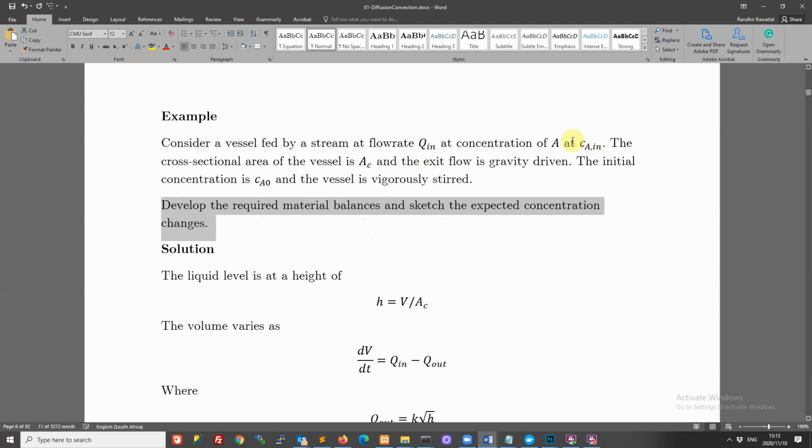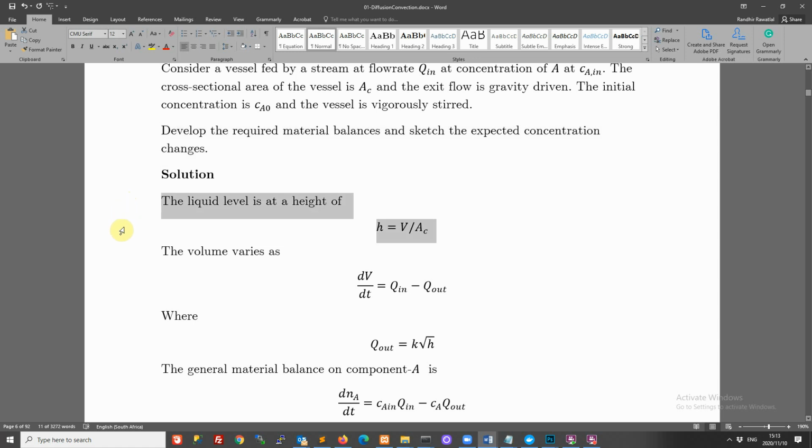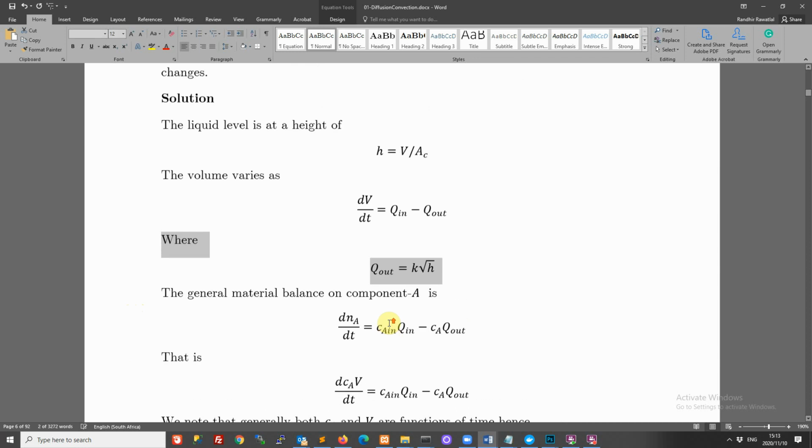So obviously that's referring to the concentration of component A. So first off, we can say that the height in the system will be the volume of the liquid in that vessel divided by the cross-sectional area. So that's simple geometry. And then we know that the volume of liquid in that tank is changing over time, and that's changing due to the flow in and the flow out. So of course it's increasing with inlet flow and decreasing with exit flow, and the exit stream is gravity driven, so k square root of h, as we said.